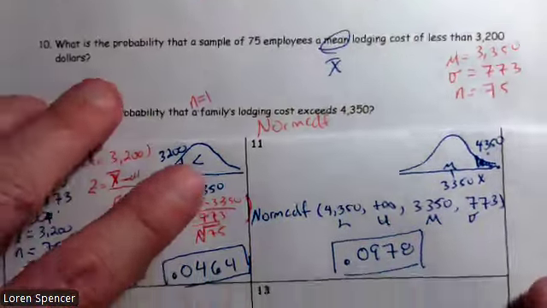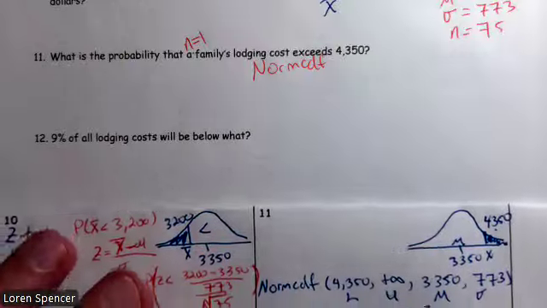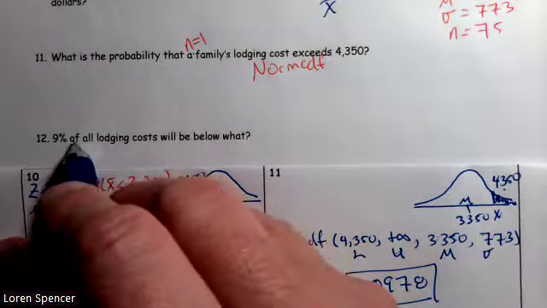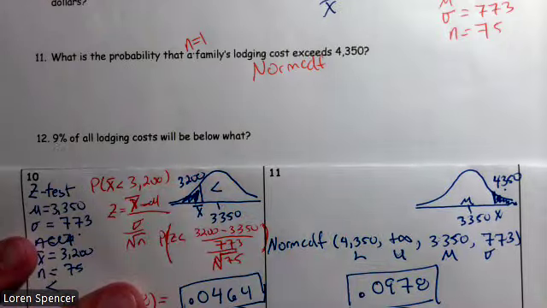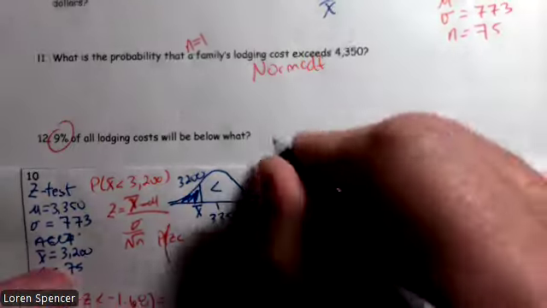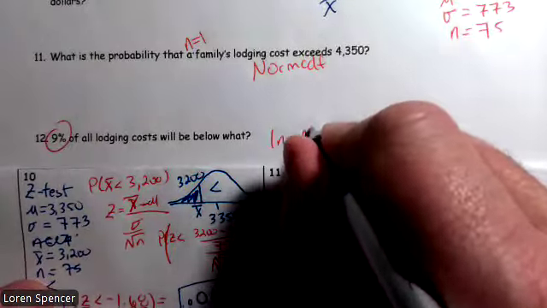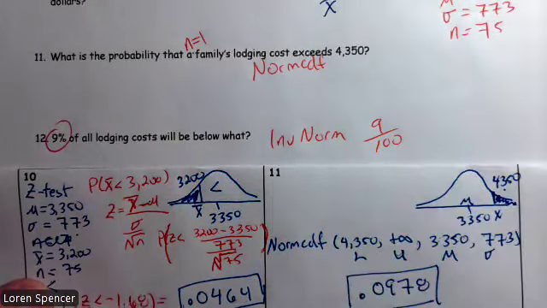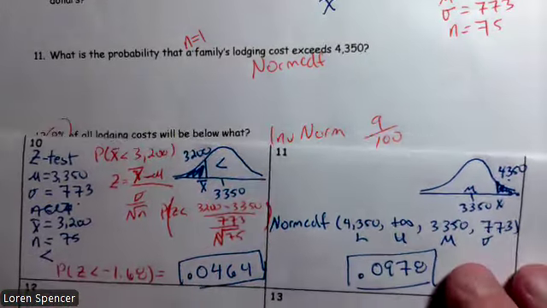All right, number 12. 9% of all lodging costs will be below what? Once again, if they give you a percent, probably an inverse norm. Also, please remember, divide all percents by 100.